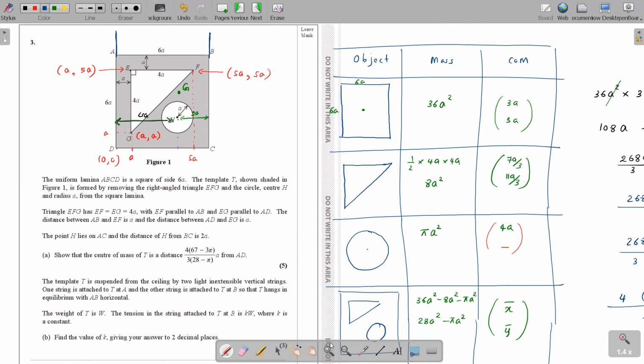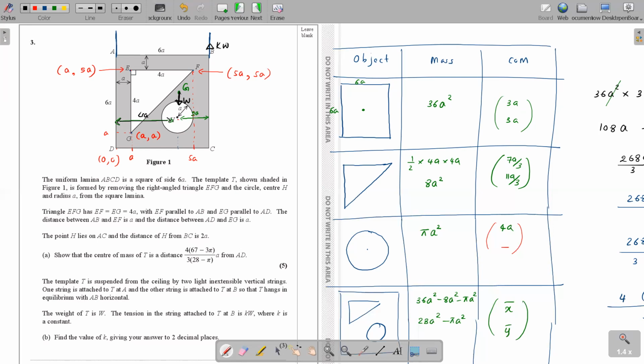The template is suspended with one string attached to the template at A, and the other string attached to the template at B, so that the template hangs in equilibrium with AB horizontal. That means you keep it like this; it doesn't get slanted. The weight of T is W. You know where the weight acts: at the center of mass. The tension in the string attached to the template at B is KW, where K is a constant. Find the value of K, giving your answer to 2 decimal places.